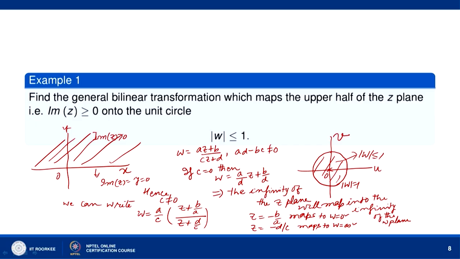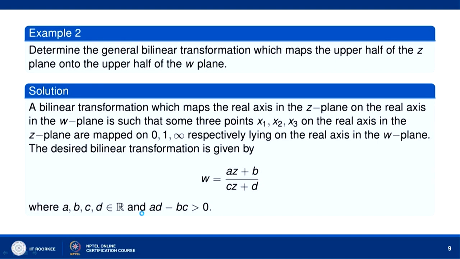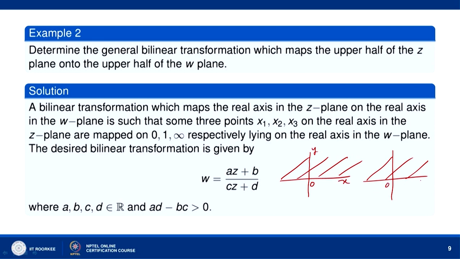Okay. Now, we go to the next example: determine the general bilinear transformation which maps the upper half of the Z plane onto upper half of W plane. So, here we want the upper half of the Z plane to map to upper half of the W plane. Okay. So, this is the Z plane, this is the W plane. So, let us first find a bilinear transformation which maps the real axis of the Z plane to the real axis of the W plane.